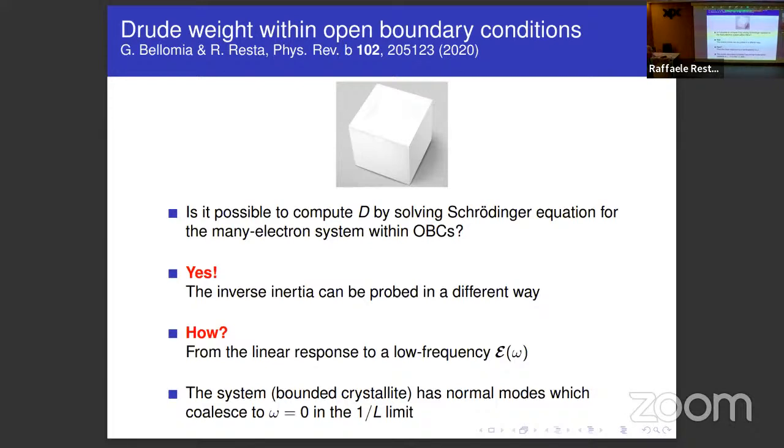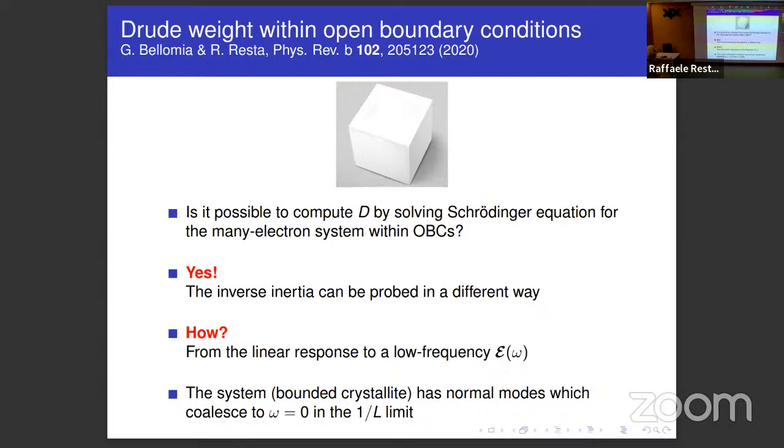So even those normal modes, the oscillations induced by an oscillating electric field, some of the normal modes, not all, because they do the weight, some of them coalesce in the omega zero limit to zero, and you sum up the spectral weights of all those modes, you get exactly the Drude weight with a good accuracy for a very simple model. This was the message of our paper about open boundary condition.